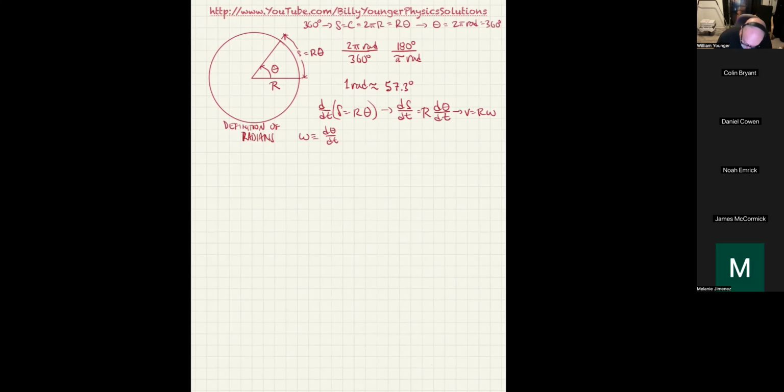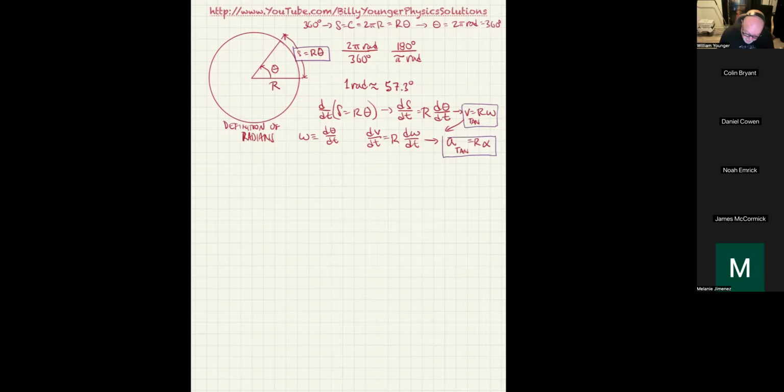Now, we could also take the derivative of this function, and we would get dv over dt is equal to r d omega over dt. And that's the equivalent of saying A, and this specifically is the tangent acceleration, just like this is the tangent velocity, is equal to R times alpha. So what we have now is some very important equations. We've got S is equal to R times theta. We've got V tangent is equal to R times omega. And we've got A tangent is equal to R times alpha.